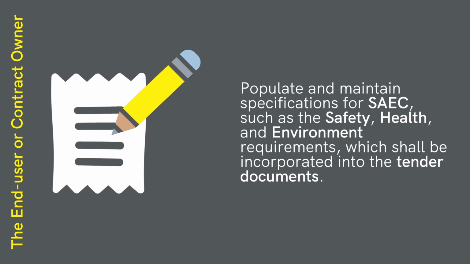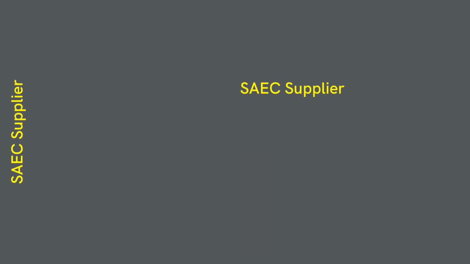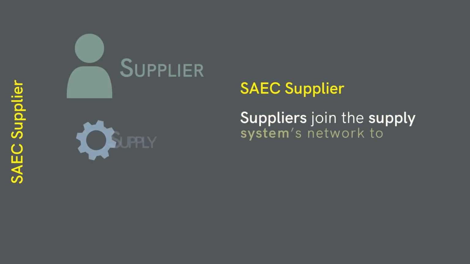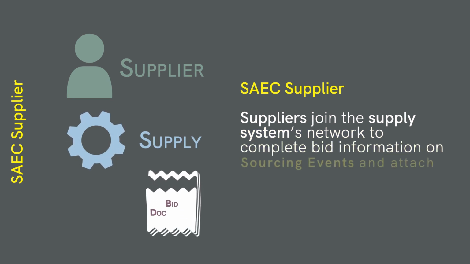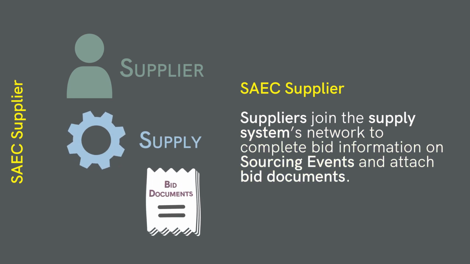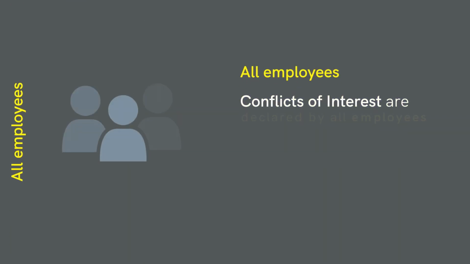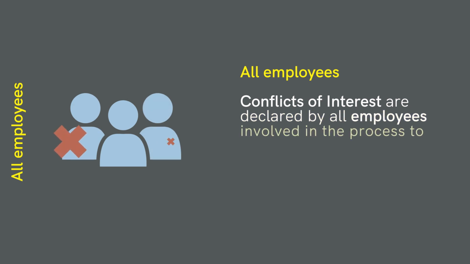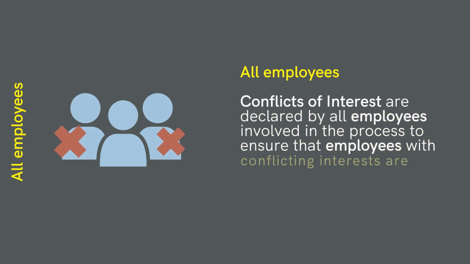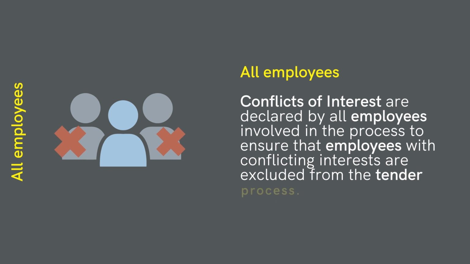SAIC Supplier. Suppliers join the supply systems network to complete bid information on sourcing events and attach bid documents. All employees. Conflicts of interest are declared by all employees involved in the process to ensure that employees with conflicting interests are excluded from the tender process.